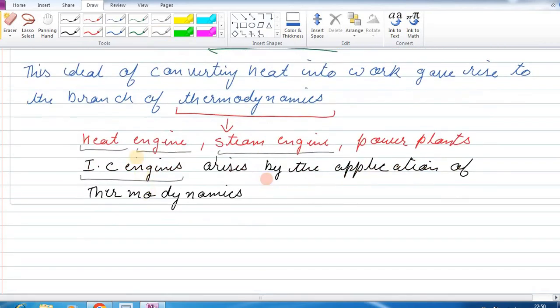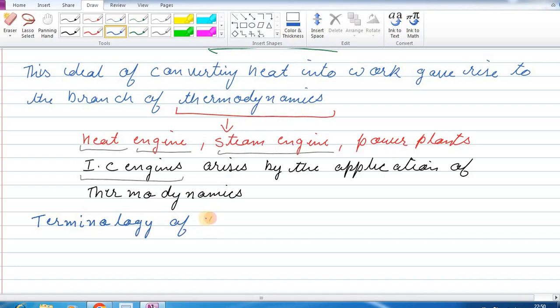But first of all, we have to understand the terminology related to thermodynamics. There are a few terms that we have to deal with in thermodynamics. The terminology of thermodynamics is very important. The first and most important term in thermodynamics is system. So system is the part of the universe or the part of space that is under observation.